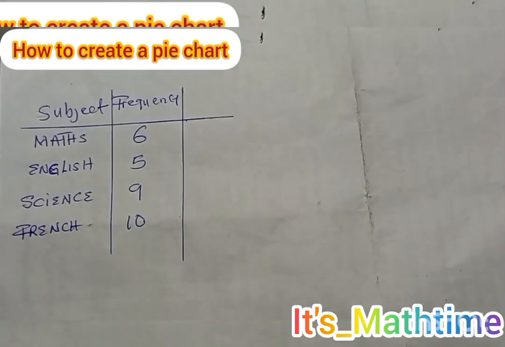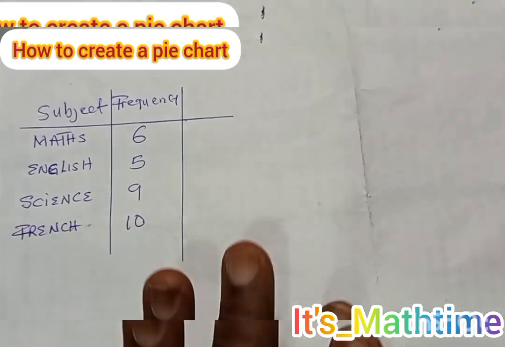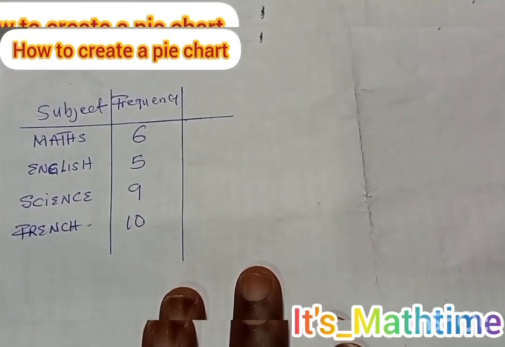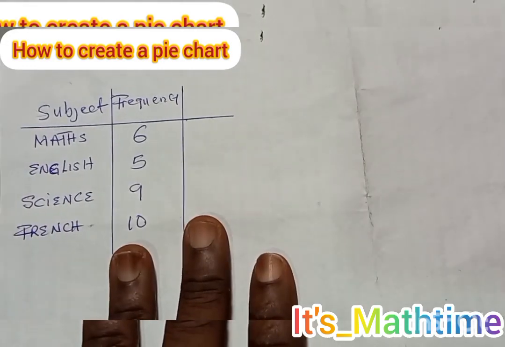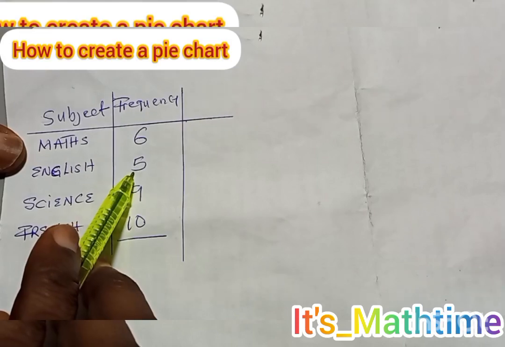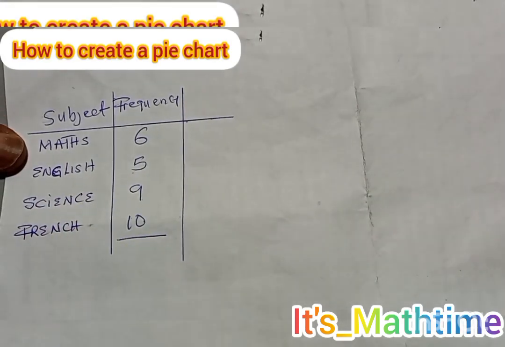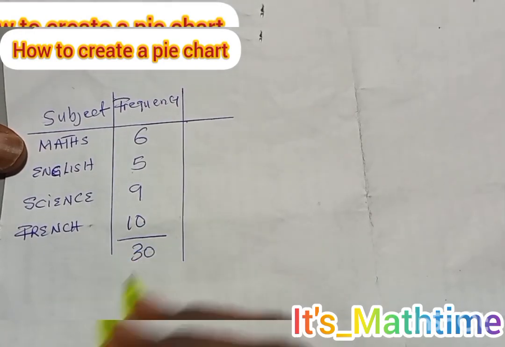Now, next thing is for us to get either the percentage or the degree aspect. Is that okay? We either get the percentage or the degree. First is to add up everything here, which if you add, this is 11, this is 11 plus 9, 20, plus 10, that is 30, right?